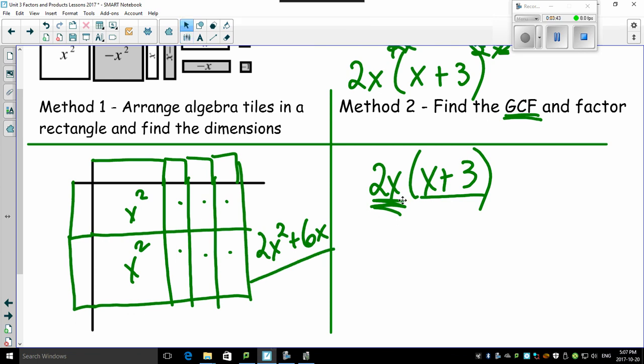I think by knowing GCF and being able to factor first, the algebra tiles just kind of fall into place after that.